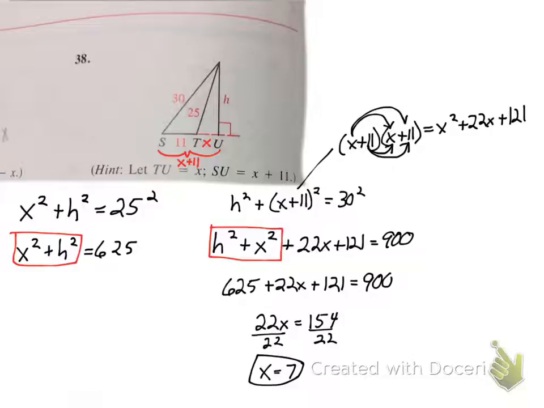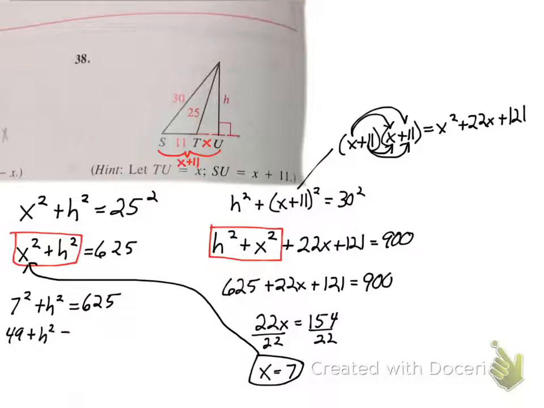And as soon as I know that, I'm going to take this x and throw it in there. Let's make sure we're paying attention, just in case we have it wrong. So we have 7 squared plus h squared equals 625. That's 49 plus h squared equals 625. So h squared equals 576. We take the square root of both sides, and that comes out to a nice 24.